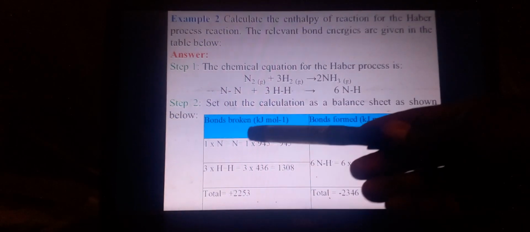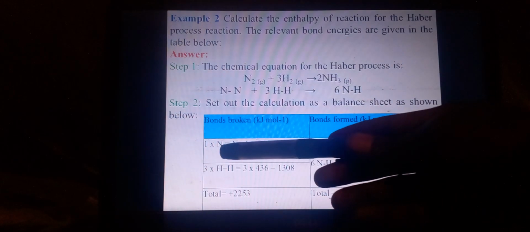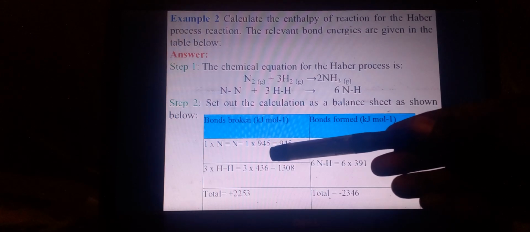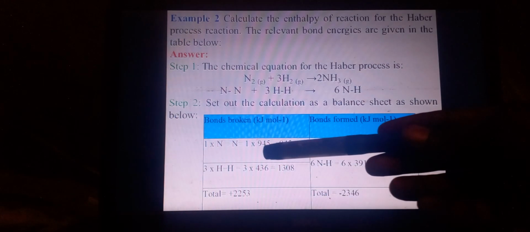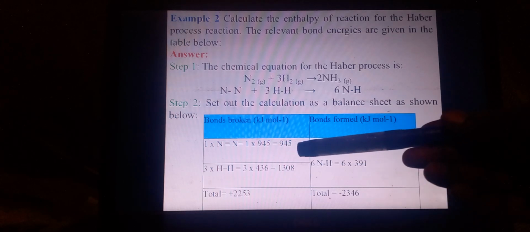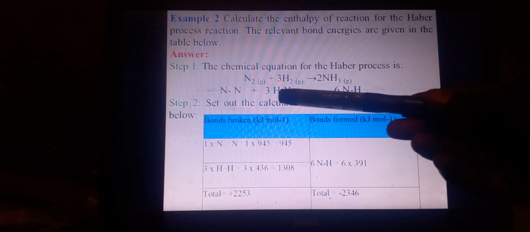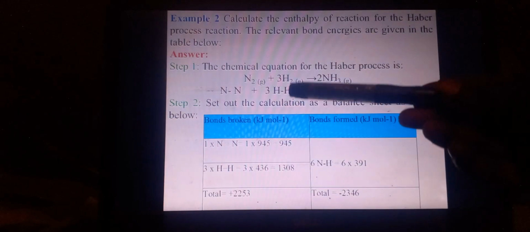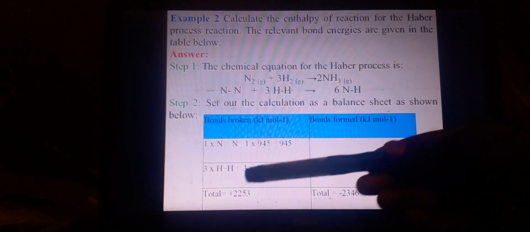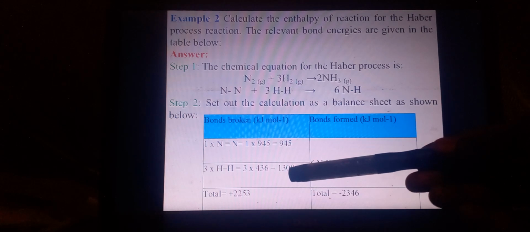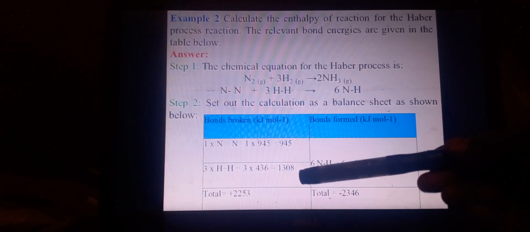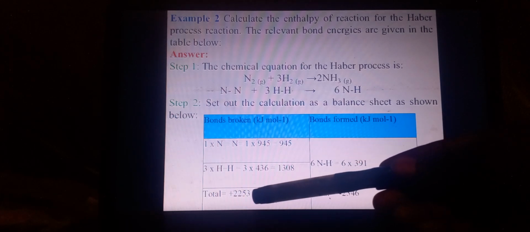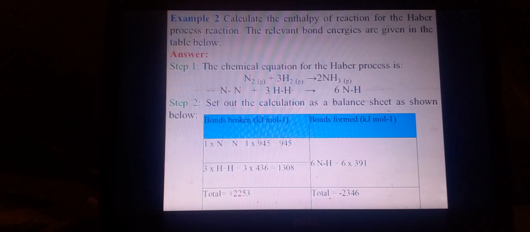Under bond breaking energy, under the reactants we have 1 mole of nitrogen triple bond, which requires 945 kilojoules of heat. Since it is 1 bond, we just take 1 times 945 to give us 945 kilojoules of heat. Then we have 3 moles of hydrogen single bond, so we take 3 times the amount of heat required to break 1 mole of hydrogen bond, which is 436. So we take 3 times 436 to give us 1,308 kilojoules of heat. When you get the sum of the two, we get 2,253 kilojoules of heat from that table.